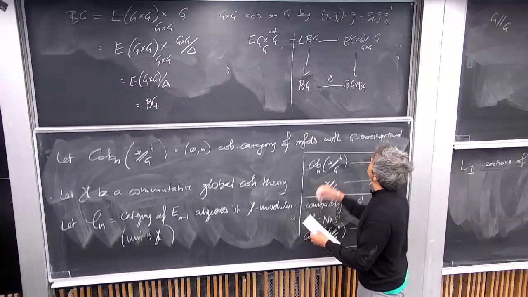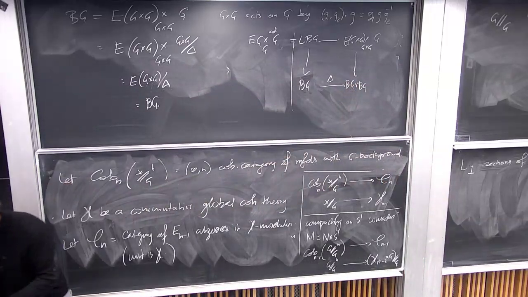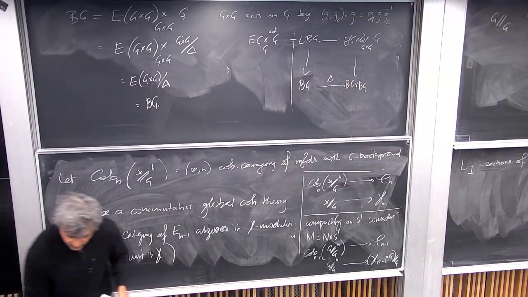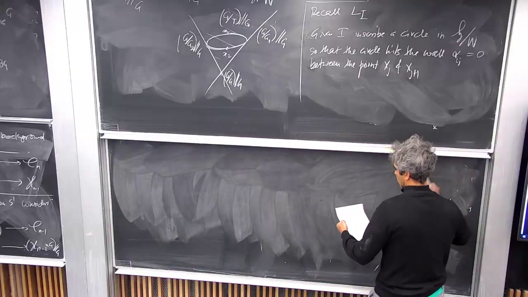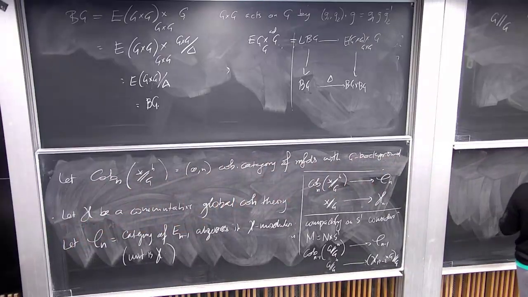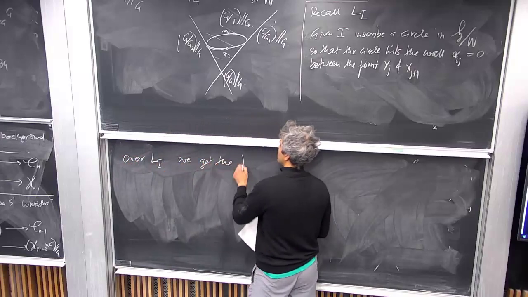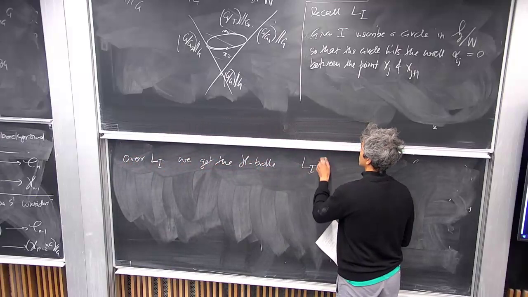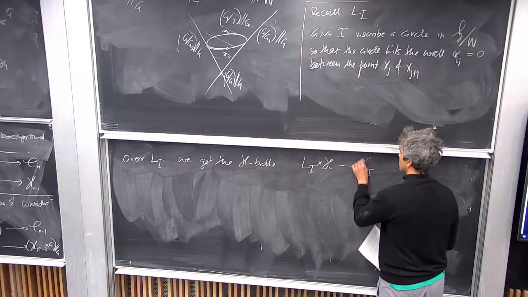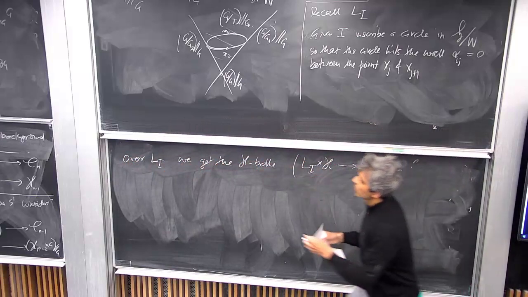All right. So let's trace this functor on S1 along Li. So over Li, we get the H bundle, because this is background fields on a circle over S1.